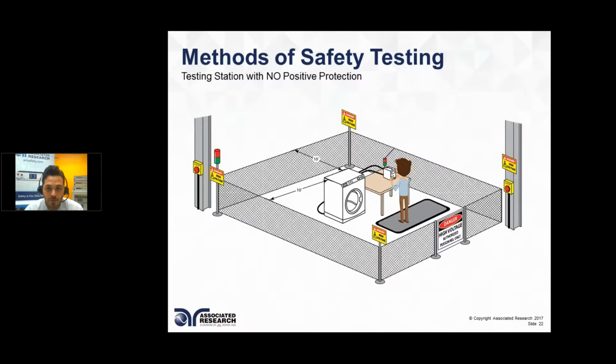You can see our operator here is also standing on an isolation mat, right? It's a level of insulation like the shoes I spoke of earlier, where you are isolated from ground. And again, we still have our tower light, we have our e-stop switch, and our high voltage signs.